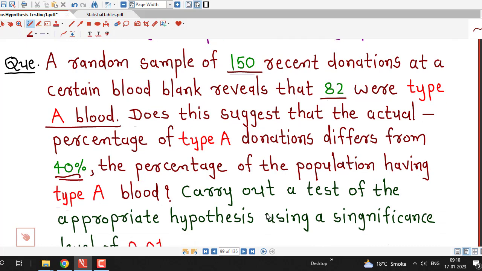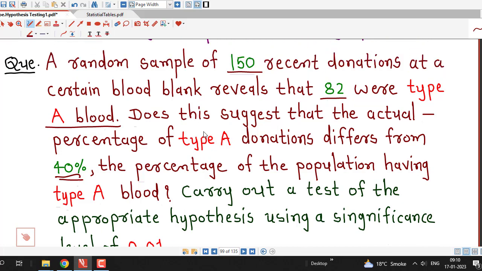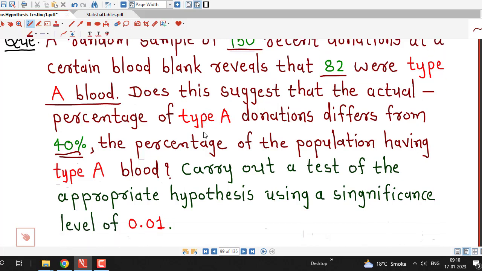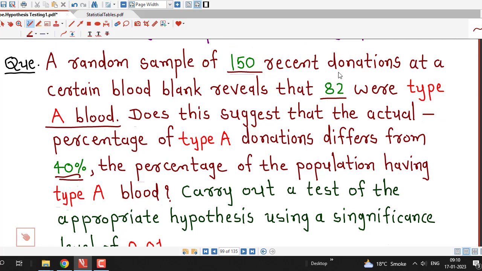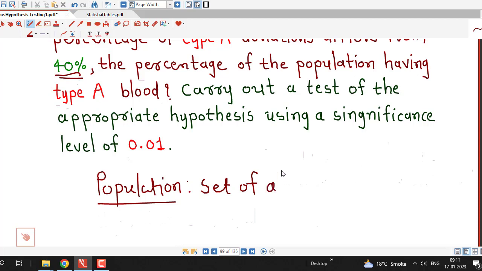So first we have to decide what is the population and what is the population proportion, and from that population what is the data of the random sample. From this question we can see that the population is the set of all blood donations. The set of all blood donations can be considered as the population for this question.